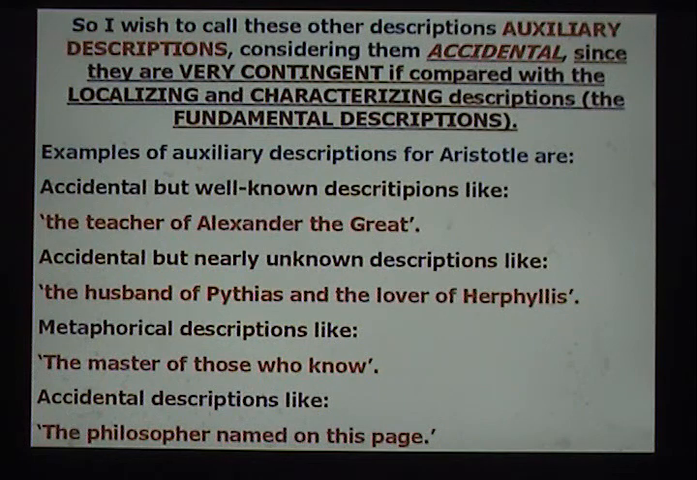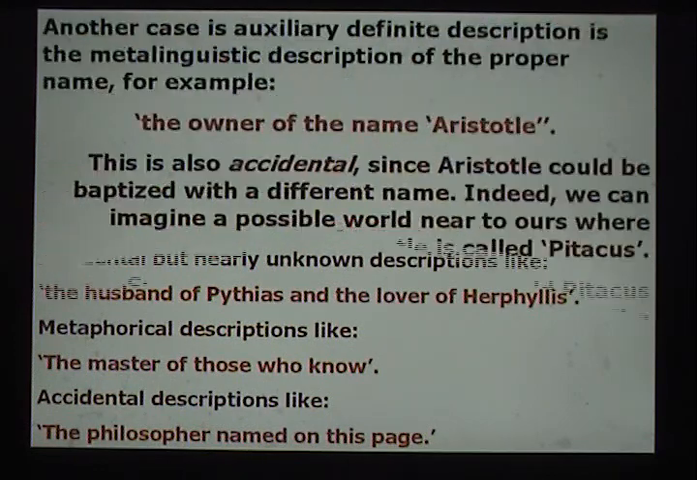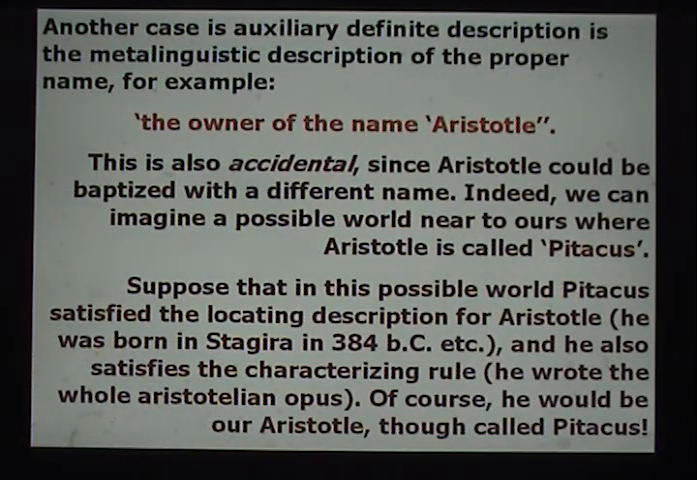Examples of auxiliary descriptions for Aristotle are: first, accidental but well-known descriptions like the teacher of Alexander the Great. Second, accidental but merely unknown descriptions like the husband of Pythias and the lover of Herpyllis. Third, metaphorical descriptions like the master of those who know. And finally, accidental descriptions like the philosopher named on this page.